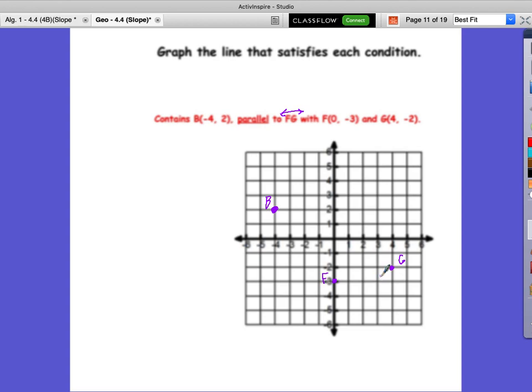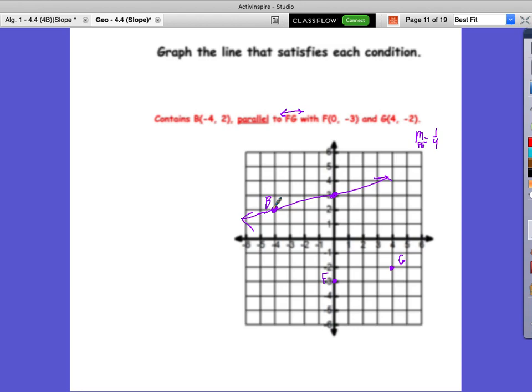We find the slope. What's the slope of FG, guys? 1/4. So what's the slope of this line have to be? 1/4. How can we find another point now? Do we graph a line that satisfies the condition? Sure. It goes through B and it's parallel to this.